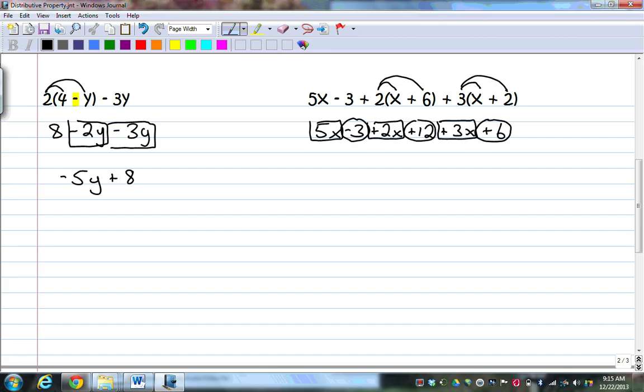So let's start with the x's. 5, 2, and 3. So that will give me what? Come on, people. 10x. And then I have a negative 3, a 12, and a positive 6. That will give me a positive 15. Okay? That's pretty cool, don't you think? I think so.